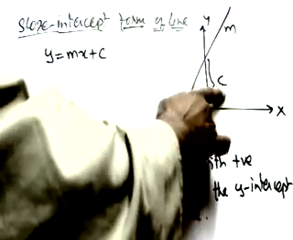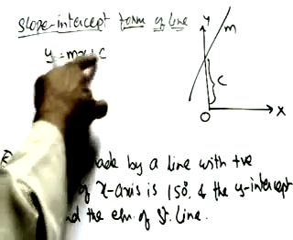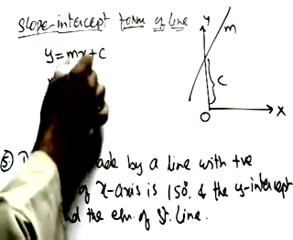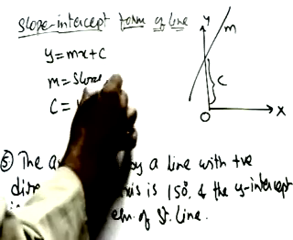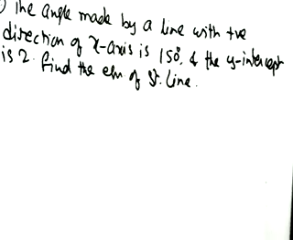So when we have the y-intercept and slope of a line, then we can use the formula y equals mx plus c. m means slope, we know already. And c, what is c here? Y-intercept. So let me do one question based on this.